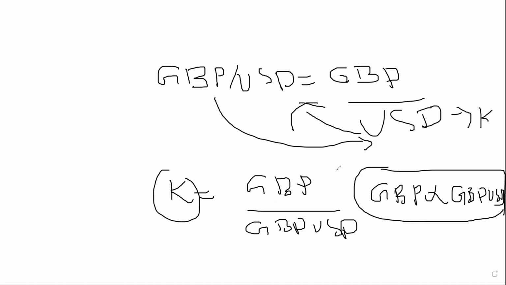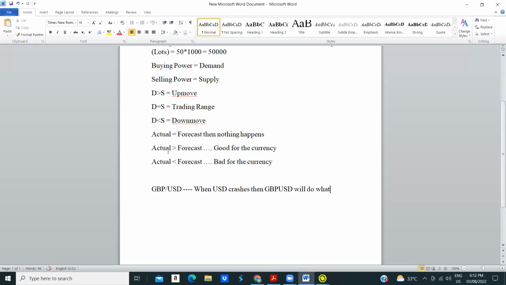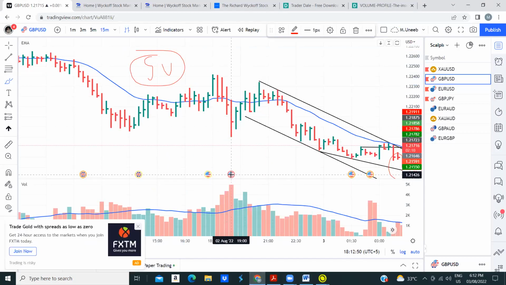So next time when you are checking the news, you can just do some calculation mentally in your mind. So with this rule in mind, I've also told you another thing about this. If actual is greater than forecast, it's good for the currency. If actual is less than forecast, it's bad for the currency. So with this in mind, the news came here at this point.